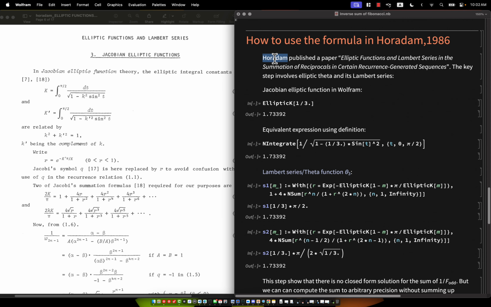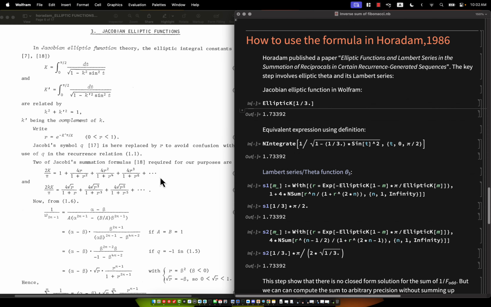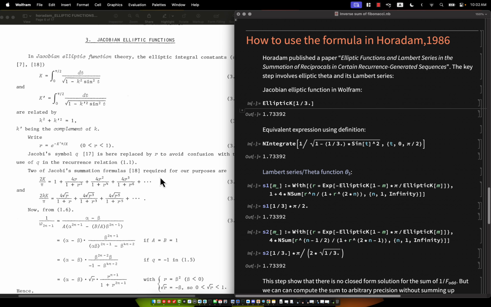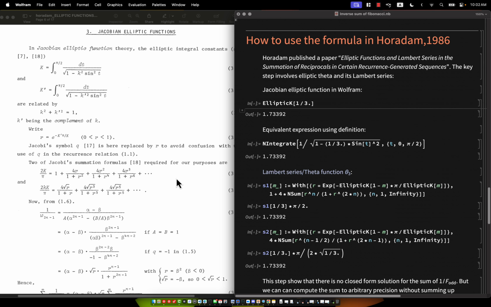The author is Horadam, and the name of the paper in complete form is Elliptic Functions and Lambert Series in Summation of Reciprocals in Certain Recurrence Generated Sequences. So this is not limited to the Fibonacci sequence. It's quite a generic method to compute anything that satisfies this type of two-term linear recurrence. So let's take a look at the functions that we can use.